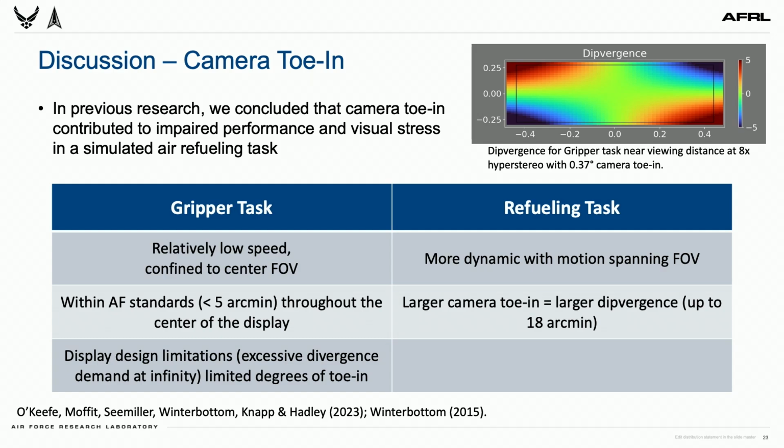Also, we used a small amount of camera toe-in. Then the refueling tasks that we've done in the past, we have a dynamic task, so an aircraft's moving around the screen. You have this large boom that you're moving around with your joysticks. And that also had a much larger camera toe-in, so you get a much larger divergence. We found up to 18 arc minutes. So the amount of camera toe-in is going to affect performance. If you can limit it, it's better. We still don't recommend it.